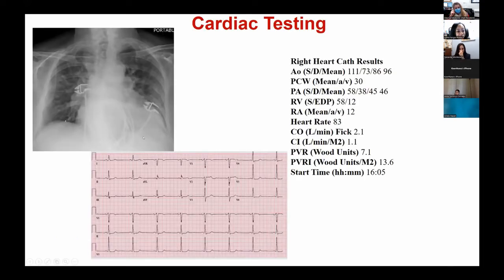This is his chest x-ray. Can you put in the chat what you think this chest x-ray shows? Just quickly, or if somebody wants to tell me, they could go off mute and tell me what the chest x-ray shows. Or you could put it in the chat. Anybody?